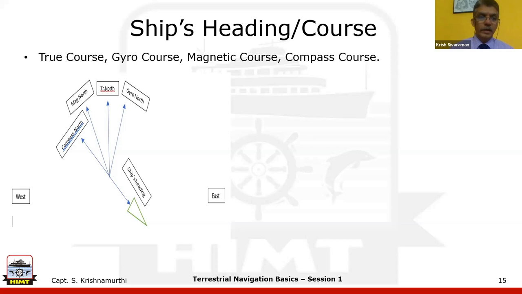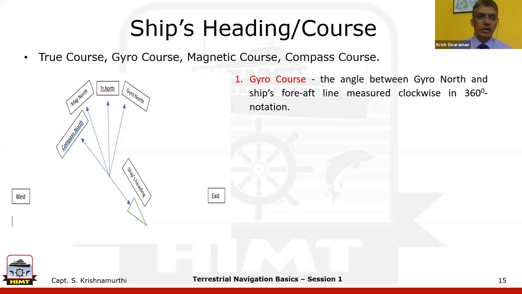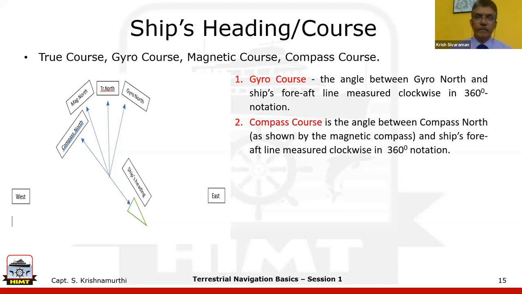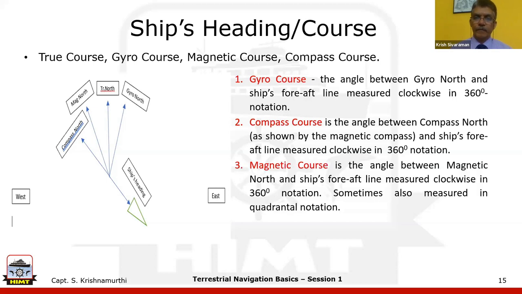Now, what is this magnetic north? Why is it different from true north? Because Earth also possesses the characteristics of a magnet, so there are magnetic poles, magnetic south pole and magnetic north pole. So the magnetic axis is not in the same direction as the Earth's axis of rotation. There is an angle between the two. And that is the reason why the magnetic compass points to a north different from true north.